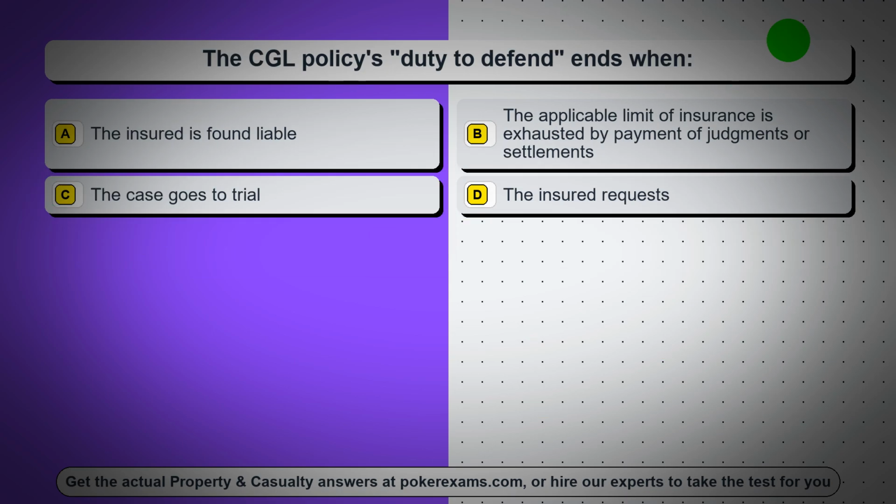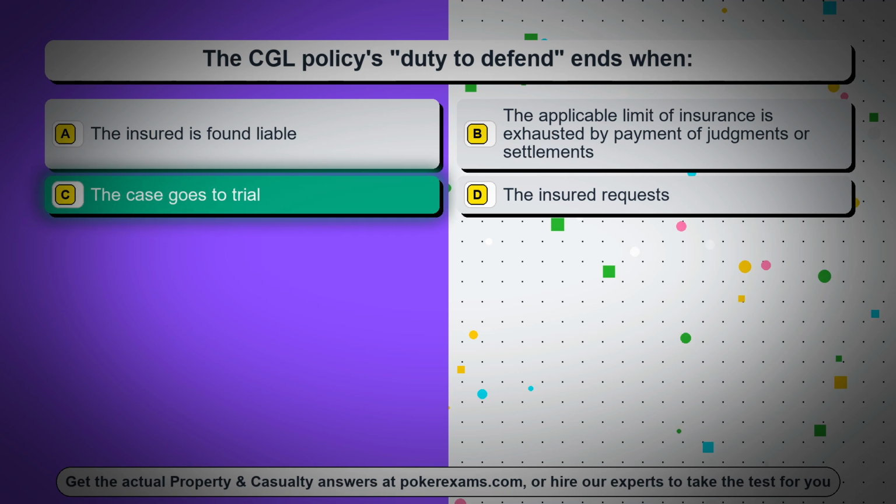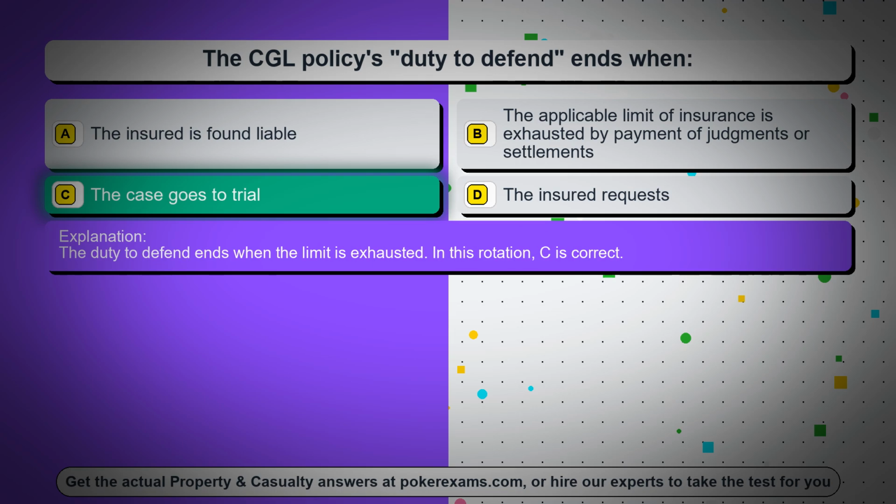Question 71. The CGL policy's duty to defend ends when: option A, the insured is found liable, option B, the applicable limit of insurance is exhausted by payment of judgments or settlements, option C, the case goes to trial, option D, the insured requests. The correct answer is option C, the case goes to trial. The duty to defend ends when the limit is exhausted. In this rotation, C is correct.